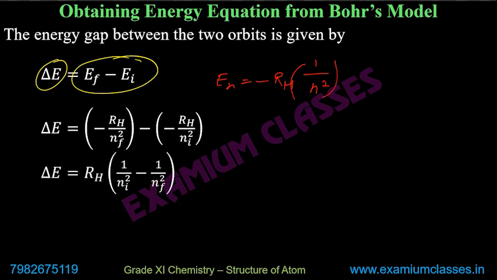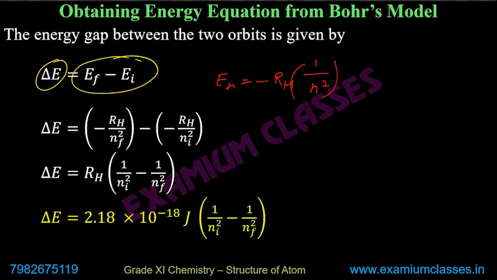And we found the formula delta E equals RH 1 by n initial square minus 1 by n final square. And when we substitute the values, it is 2.18 into 10 power minus 18 joules, 1 by ni square minus 1 by n final square. Now, very important here, you have to consider this one as initial, this one as final. If transition is from first orbit to fourth orbit, then E1 is initial, E4 is final.